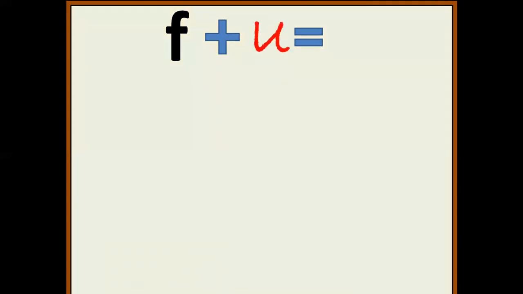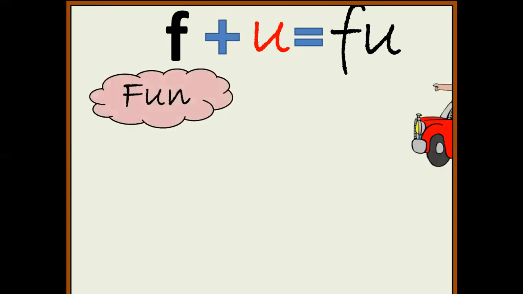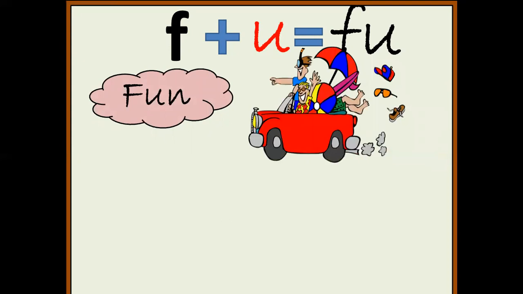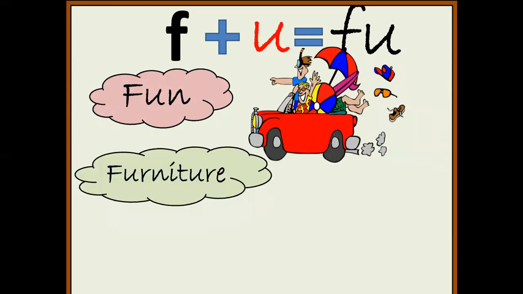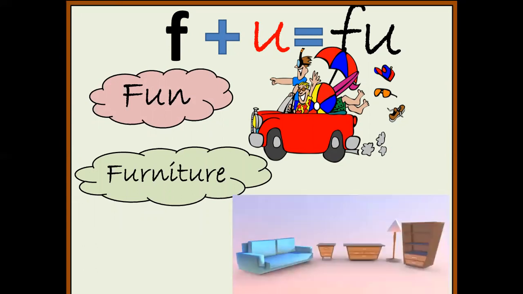Now see, what is this? U. U. And what is the sound of F? F. And what is the sound of U? U. Now join these two sounds. F, U. F. F. Fun. Fun. Have fun. F, furniture, furniture.